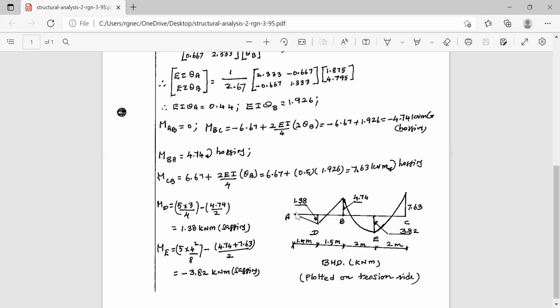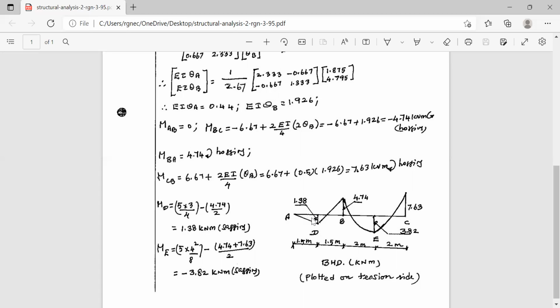At A, it is 0, at B, it is 4.74. Therefore, at D, it will be half of 4.74. So it is this much. This is the sagging bending moment and this is the hogging bending moment. So the net effect is 1.38 kilonewton meter, and that has been written here. At A, the moment is 0 and here it is 1.38. At B, it is 4.74 ton-meter hogging bending moment.